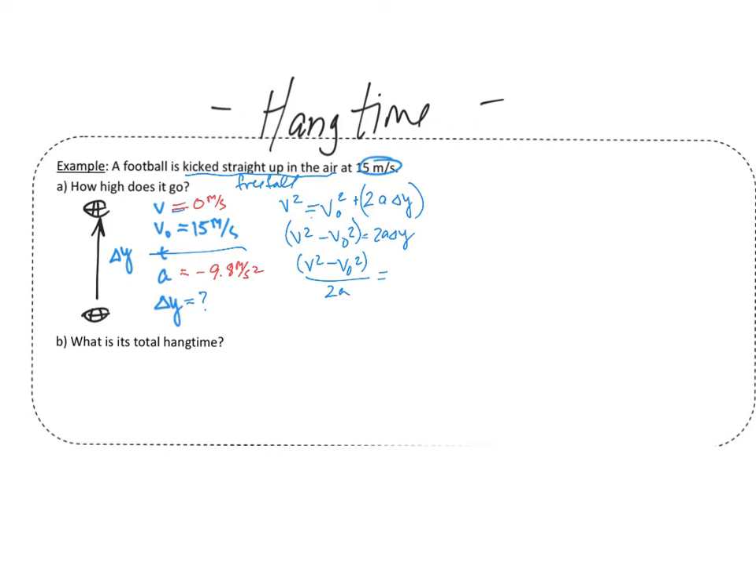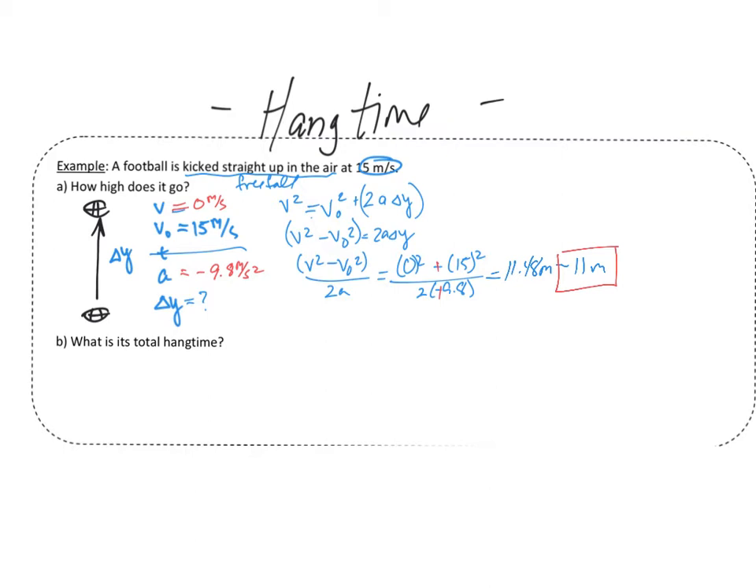That becomes 0 squared minus 15 squared divided by 2 times negative 9.8. Kind of cool there. You see how those negatives are going to cancel out. And we are left with 11.48 meters, which is about 11 meters. And that is how high does it go.